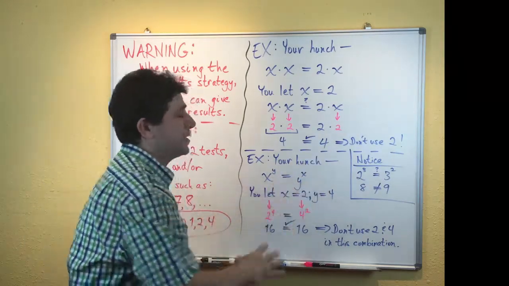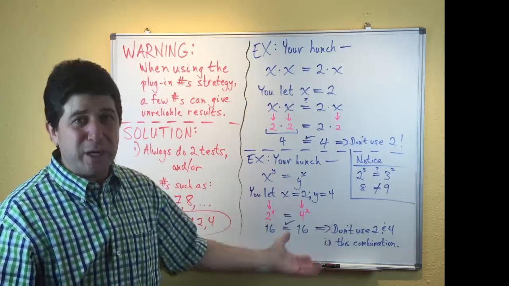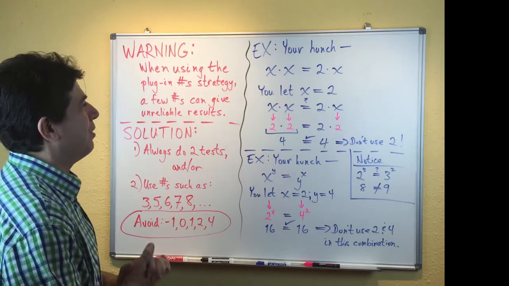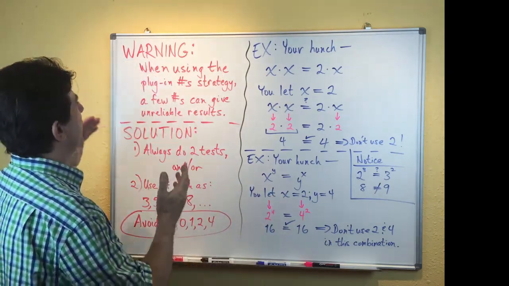Even though it worked once, doesn't mean it's true. It just means that this was some weird, freakish coincidence where it happened to work. So how do we get students to avoid this problem? How do we get them to really heed this warning?